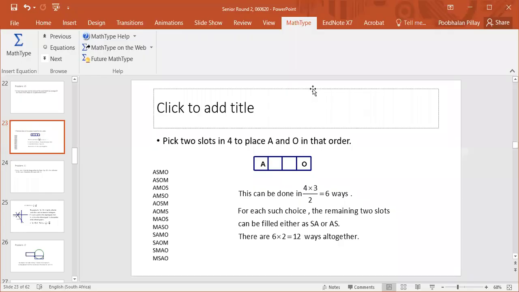Yeah, you can put S and M, or you can put M and S. So for this particular choice, you have 2 ways in which you can complete this box: A, S, M, O, or A, M, S, O. So 2 ways in which you can complete this box.